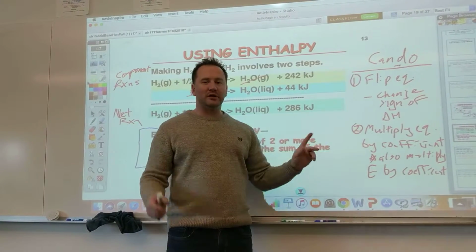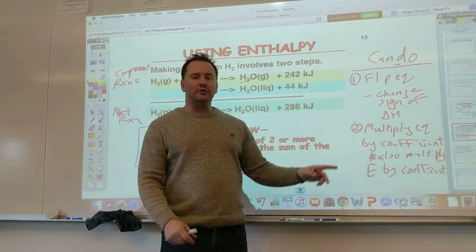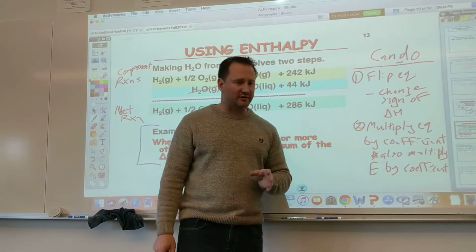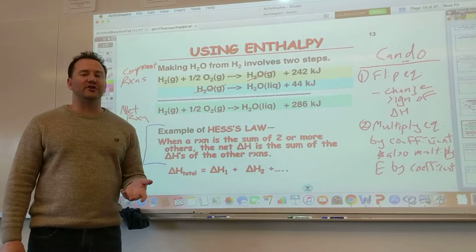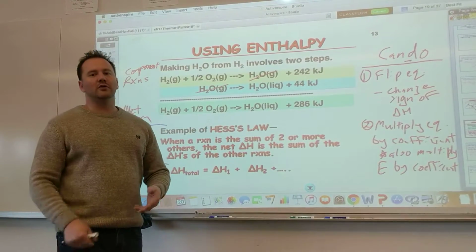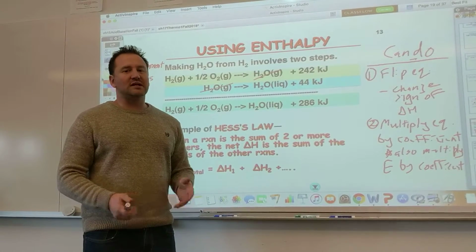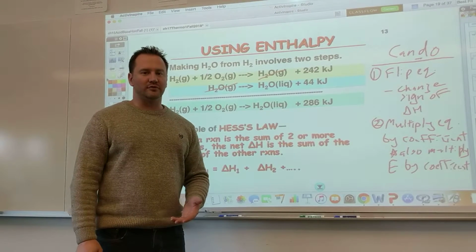You can either flip the equation, meaning convert the products to reactants and vice versa. And when you do that, since it's essentially reversing the process, you're going to also reverse the sign for delta H. The other thing you can do is multiply the whole equation by a coefficient. And when you do that, say you were multiplying everything by a coefficient of 2, that means the reaction would essentially be happening twice, and you'd have to double the enthalpy change for the system as well.